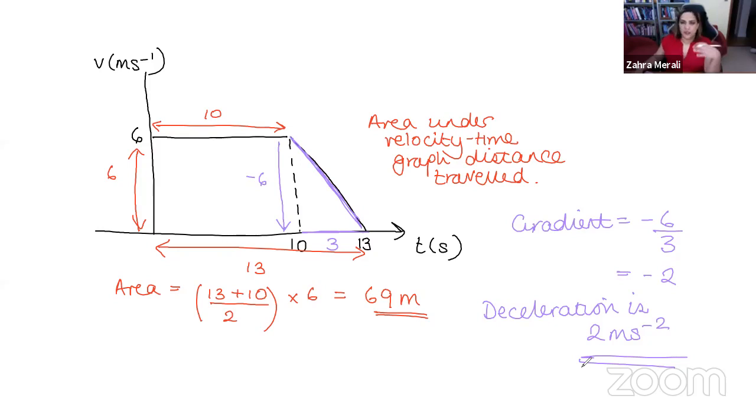So hopefully a lot of this is not new, you recognize this, but let's have a look at something with maybe just letters in it and work out how we can then move on from there. So say we have a particle. So we've got a particle that moves along a straight line. So a particle moves along a straight line.